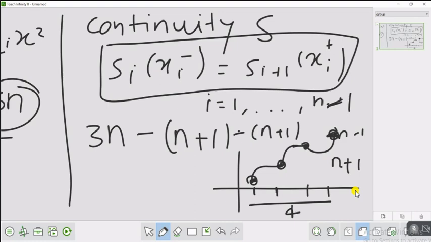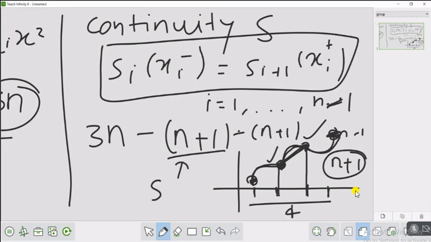Suppose we have 4 data points, which means we have only 3 polynomials, and the polynomials will meet at 2 interior knots. At those 2 knots the polynomials should be equal, so we'll get 2 conditions from there, and the end points will also give us 2 extra conditions. So the extra conditions given by continuity are equal to the number of data points.